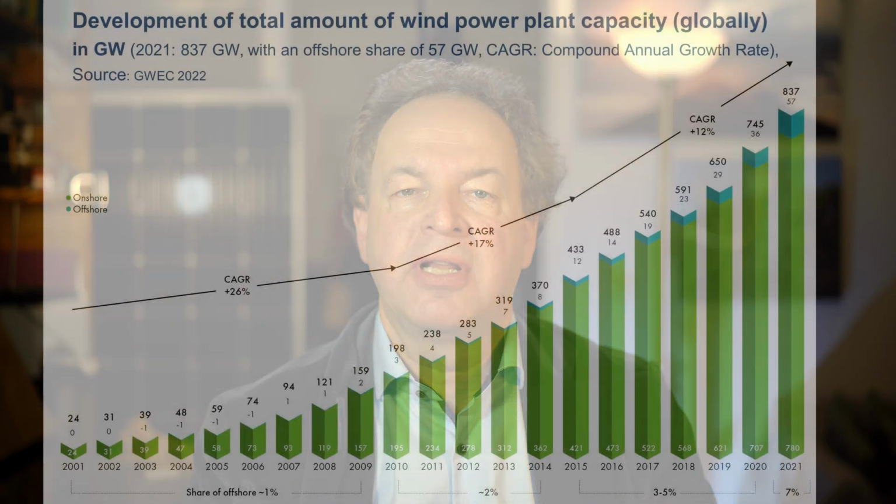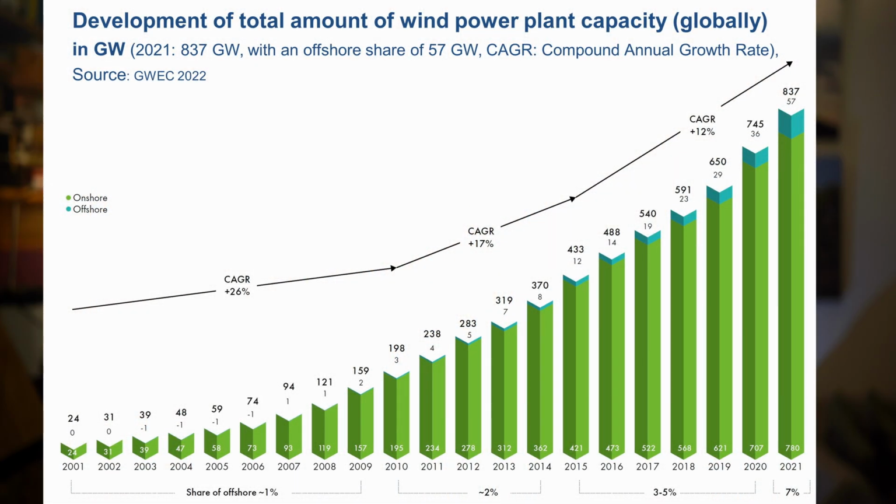So let's see the total number of installations. We have here the latest number for 2021. We had 833 gigawatts of total installations, of them 57 gigawatts in offshore wind power. You see the growth rate. In the last decade, it stabilized at about 12% per year, the so-called compound annual growth rate.